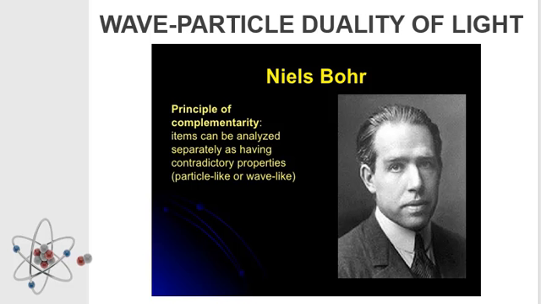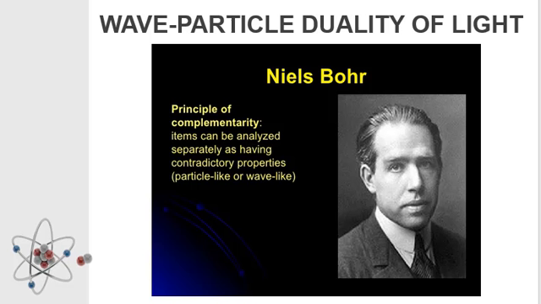But light as a particle is also supported by reflection of light, is supported by the photoelectric effect. So which is which? Now according to Niels Bohr, we have here the principle of complementarity, that items can be analyzed separately as having contradictory properties. So since they are both correct, we can look at light with the different properties of light as a wave, but we can also look at light as a particle, but we cannot combine them.